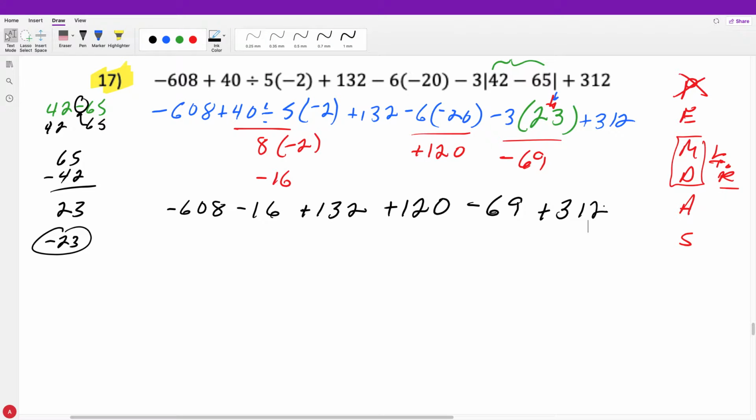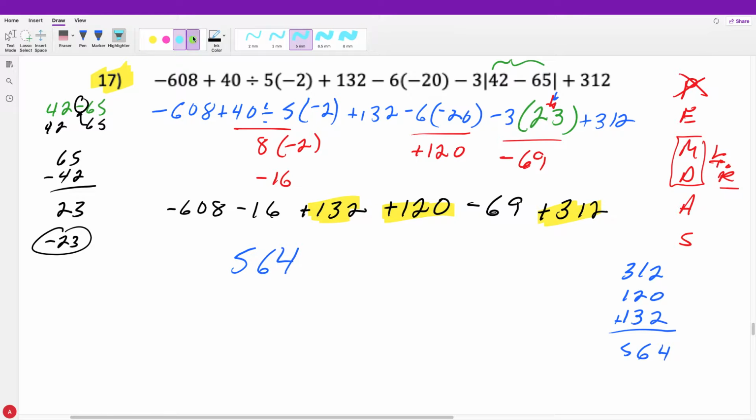Right? And now I'm just going to go ahead and add all my positive numbers together first. So I'm going to add all these together off to the side. So we'll do 312 plus 120 plus 132. This will give me 4, 6, and 5. So I know I'm going to have 564. And then I'm going to add all of my negatives together.